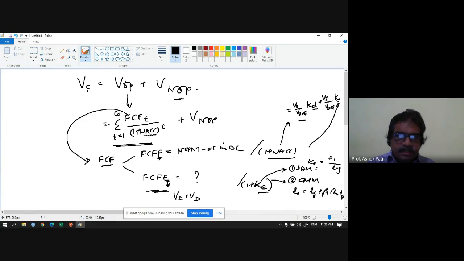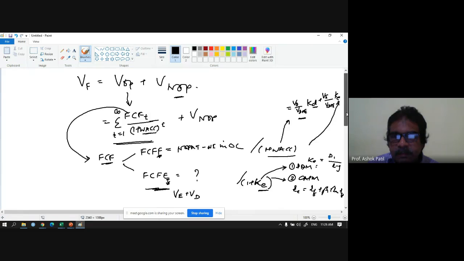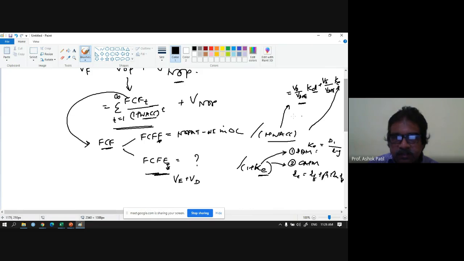Remember, in this formula WACC will remain the same throughout the period. What happens if WACC changes during the period? All that will be considered to calculate different values, and that's how it becomes a little bit complex. So I'm just giving a background. I hope you are understanding whatever is written on this slide.